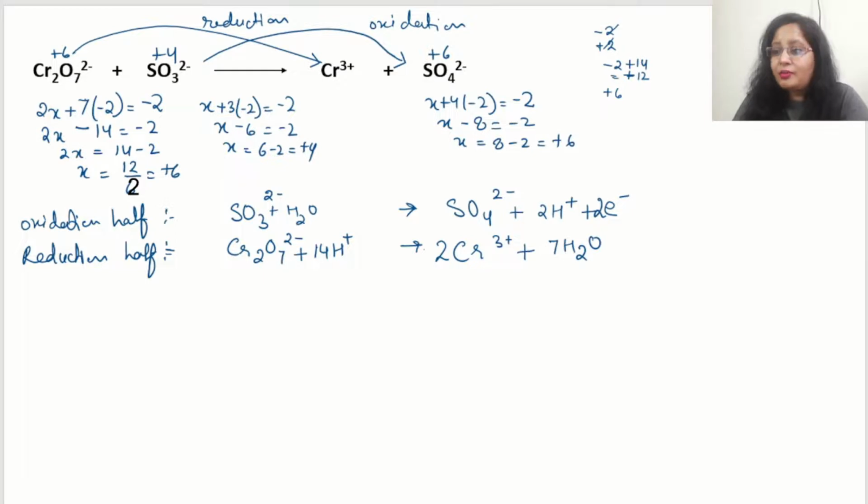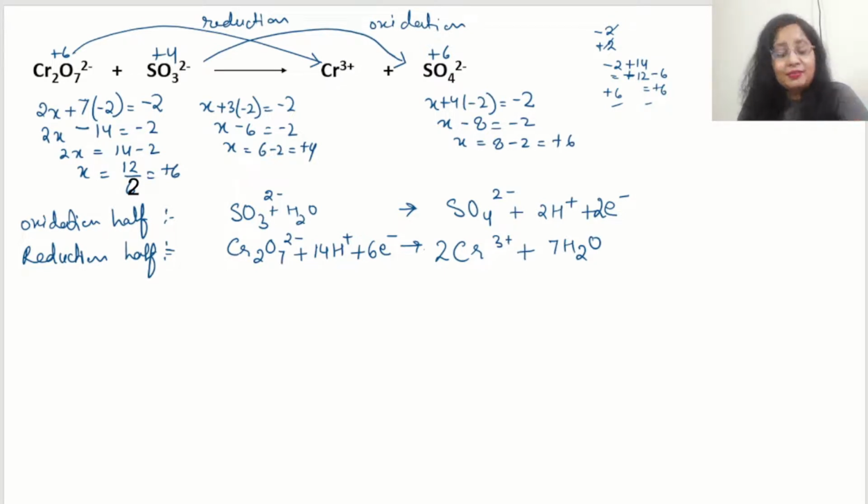So that will be plus 6 and minus 6. It will be plus 6. Balance 6 and 6. Then we will add 6 electrons here. Now we have 6 plus 6 electrons on left hand side and total plus 6 electrons on right hand side. So both the reactions are now balanced.